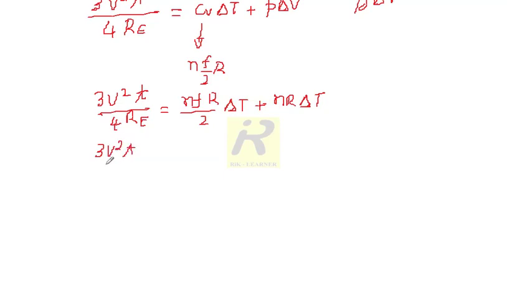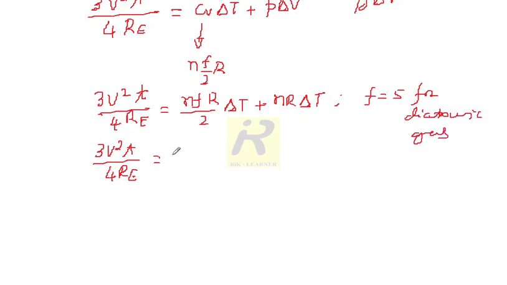3V square into T divided by 4RE, which equals, you must know one thing, F equals 5 for diatomic gas, right. F equals 5 for diatomic gas. Then what happens here? It is 5 divided by 2. It should be written here as 5 divided by 2 NR delta T plus NR delta T, right.